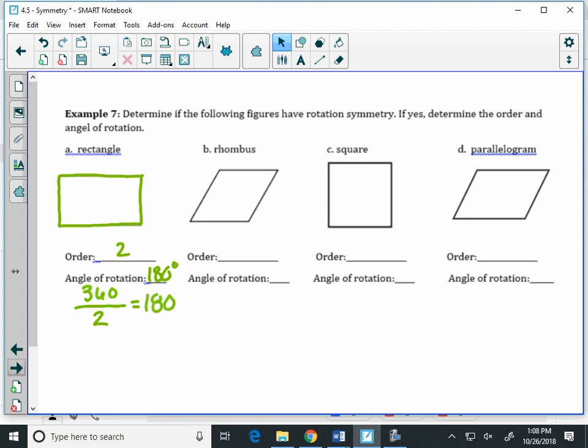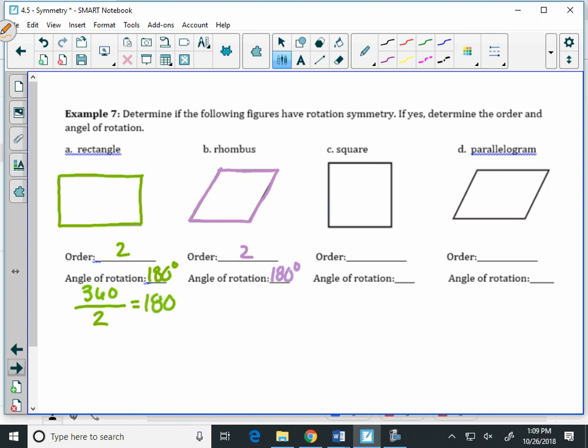We discovered that a rhombus also has an order of 2, meaning we can rotate it 2 times. 1, 2, and it maps up onto itself. Okay? So that means a rhombus is also going to have an angle of rotation of 180 degrees, because 360 divided by 2 is 180.